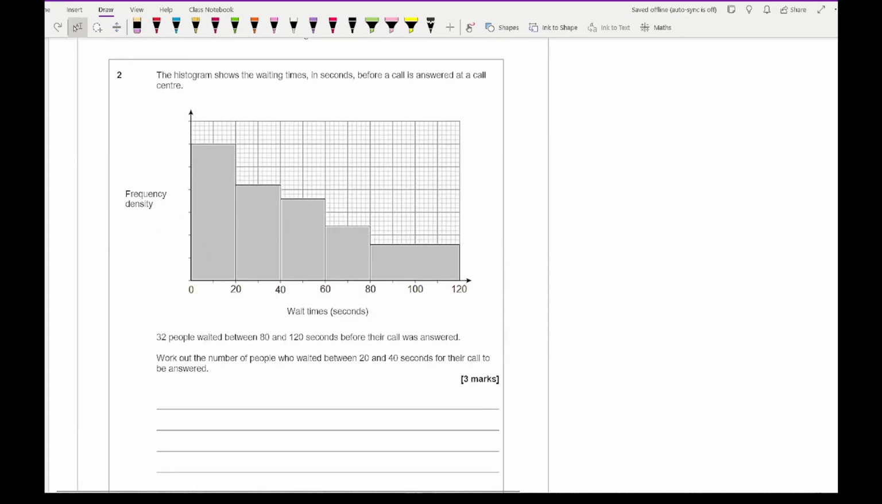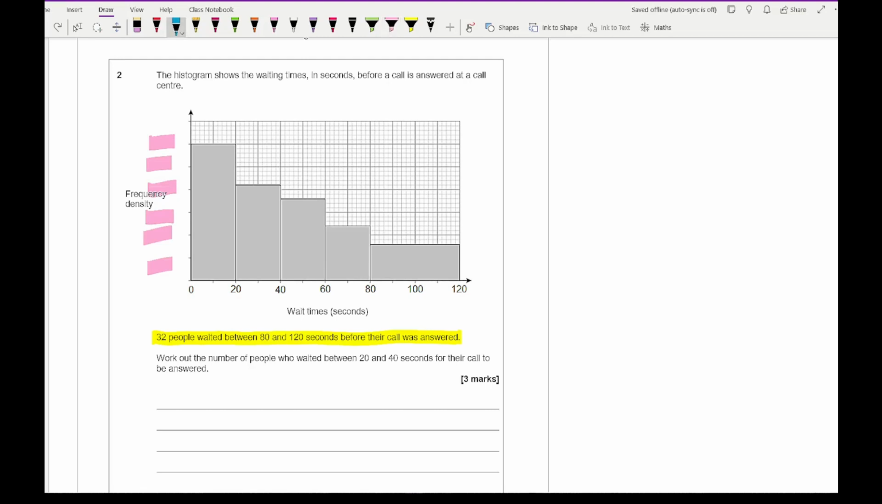Moving on to question 2, it says the histogram shows the waiting times in seconds before calls are answered at a call centre. 32 people waited between 80 and 120 seconds before their call was answered, and the question is asking us to work out the number of people who waited between 20 and 40 seconds for their call to be answered. With these types of questions, and this question is quite repeated throughout this particular topic test, you're always given information about one group. And as you can see, the frequency density column has not been labelled at all. So what we need to do first is find the frequency density scale and then answer what we're wanting to.